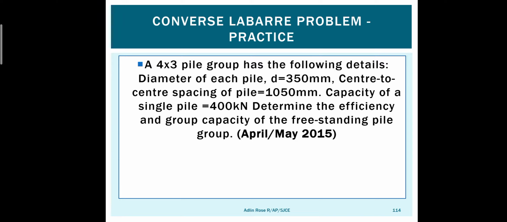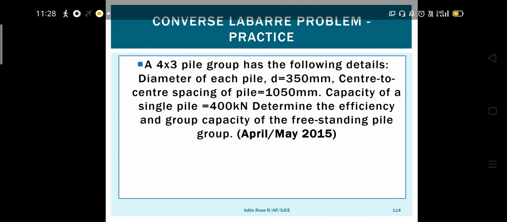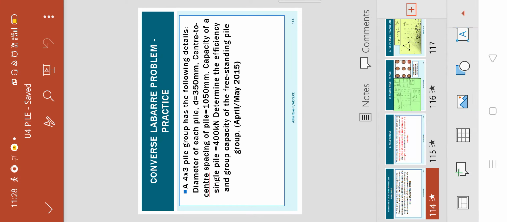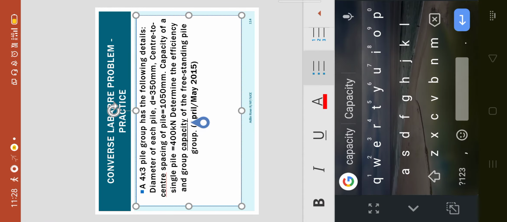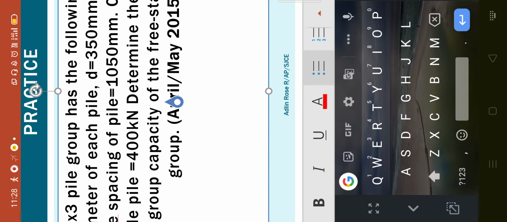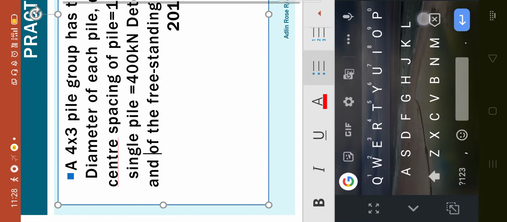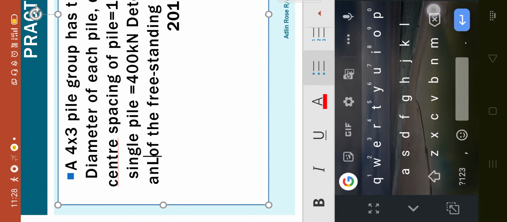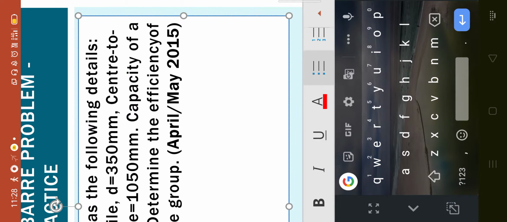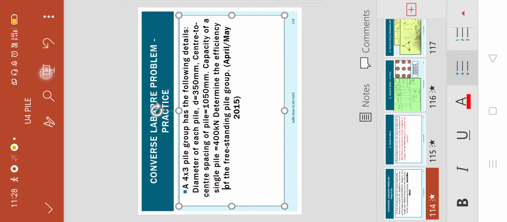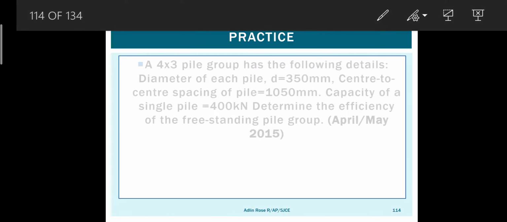Okay, I think length is not given. Solve this problem only for finding efficiency. Pile group capacity is not needed. Actually, I have added that, but you don't have to find the pile group capacity. Please try this problem, just to find the efficiency of the pile group. Please take a screenshot of this problem.